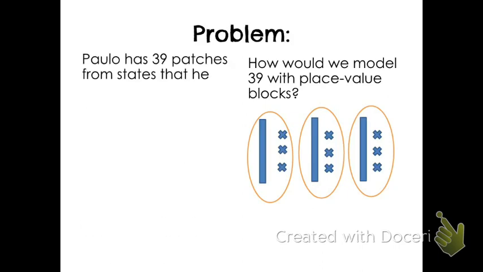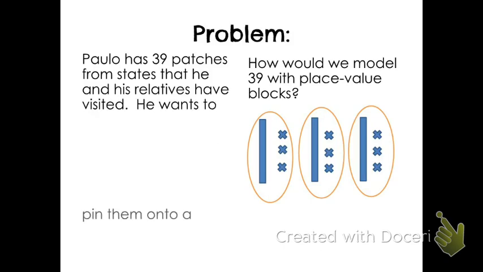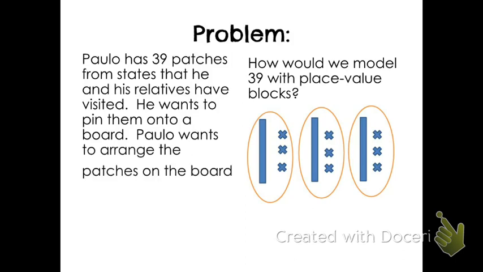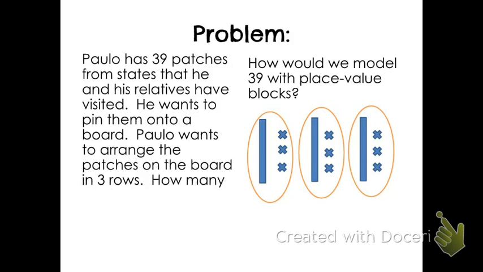The problem we're looking at today says Paulo has 39 patches from states that he and his relatives have visited. He wants to pin them onto a board. Paulo wants to arrange the patches on the board in 3 rows. How many patches will be in each row? How would we model 39 with place value blocks?